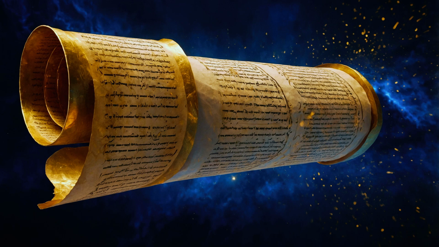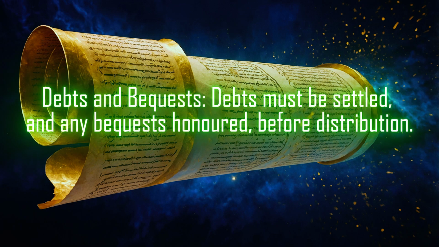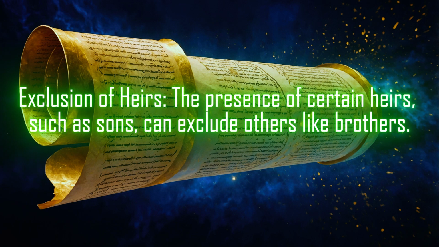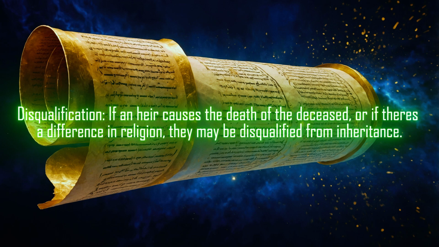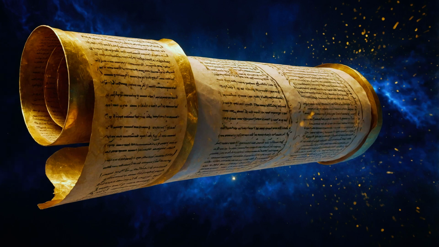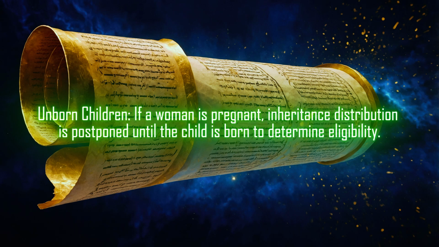There are some conditions that affect how inheritance is distributed. Debts and bequests. Debts must be settled and any bequests honored before distribution. Exclusion of heirs. The presence of certain heirs, such as sons, can exclude others, like brothers. Disqualification. If an heir causes the death of the deceased, or if there's a difference in religion, they may be disqualified from inheritance. Unborn children. If a woman is pregnant, inheritance distribution is postponed until the child is born to determine eligibility.